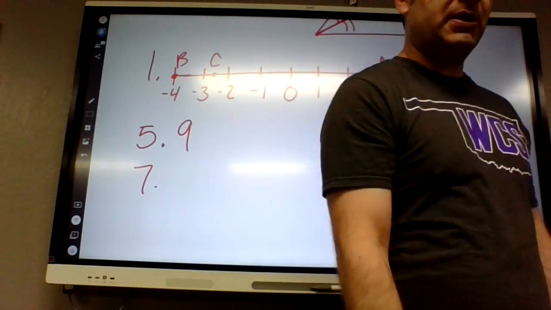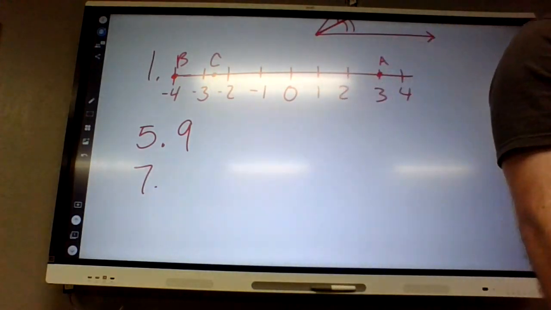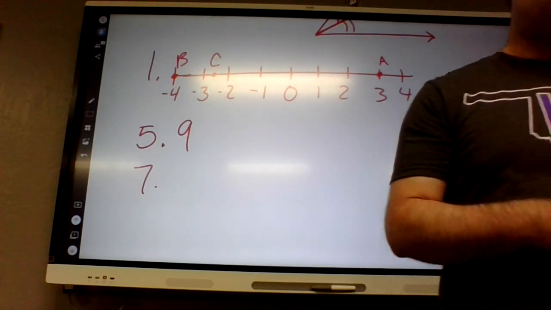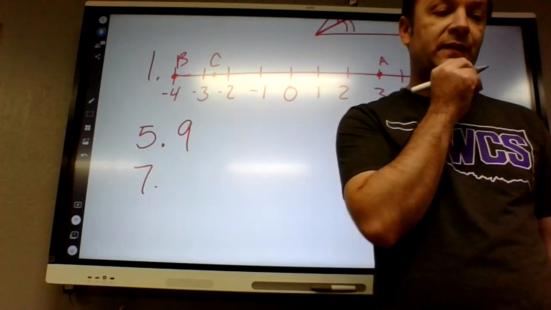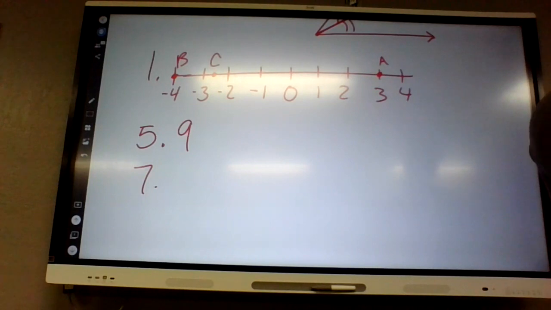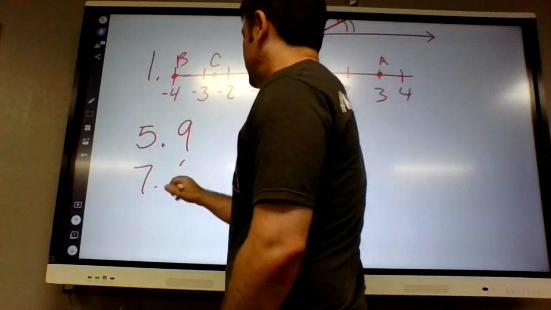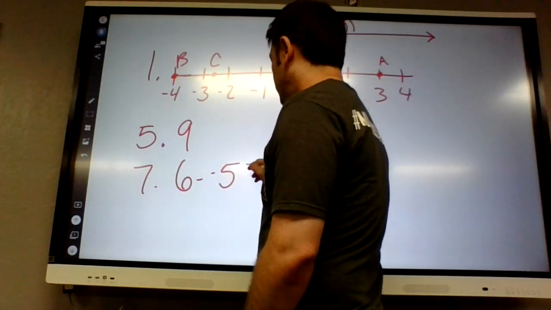Number 7, how long is LF? L is at 6, F is at negative 5. So 6 minus negative 5 is 11.